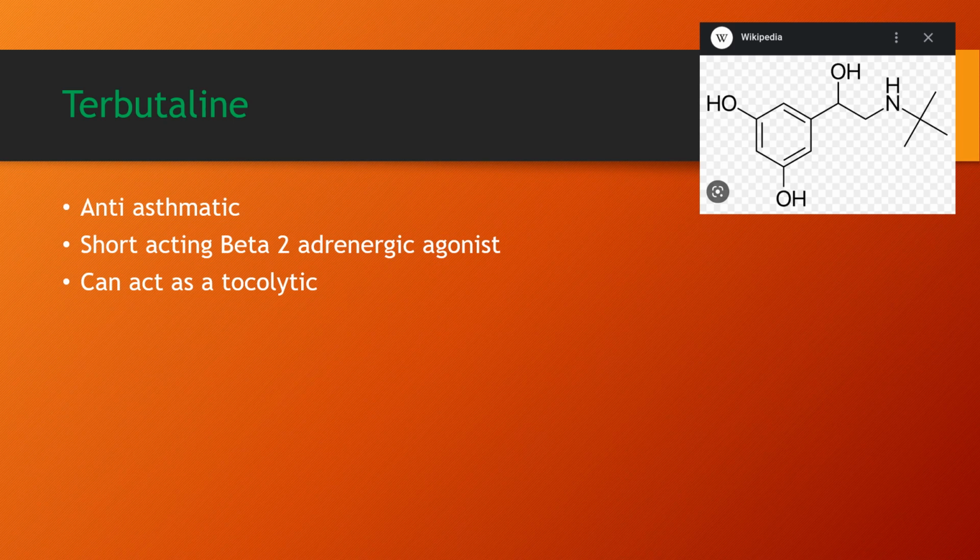Terbutaline. Terbutaline is an anti-asthmatic. So even in asthma condition, we can use terbutaline. Again, it's a beta 2 adrenergic agonist, and it's short acting. Short acting again means it will bind to the beta 2 receptor very fast because it is more hydrophilic. But lipophilic drugs will be long acting, though binding to the beta 2 receptor will take more time.